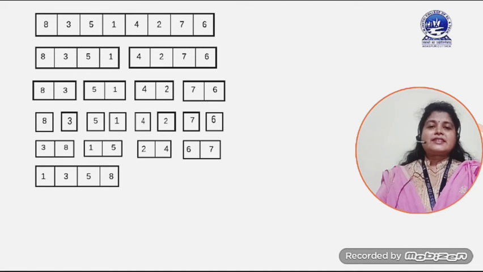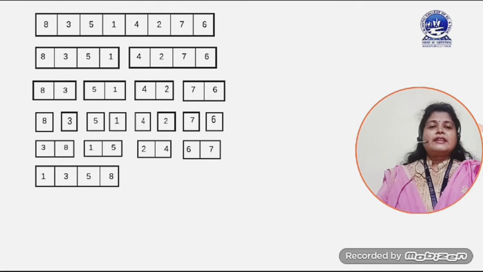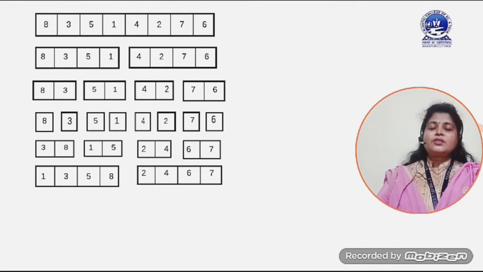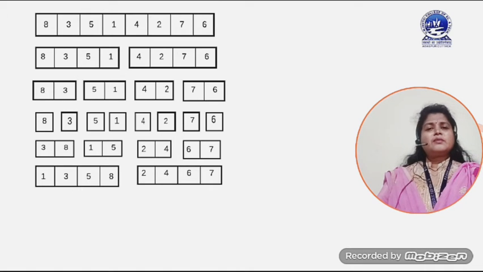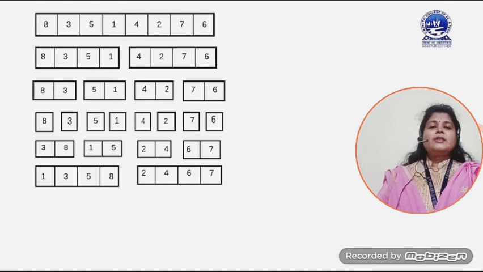Then in the next step we are using the 3, 8 and 1, 5 sublists and we are comparing those elements. We are placing all those elements in proper order and merging those two lists as 1, 3, 5, 8. Then we are taking the 2, 4 and 6, 7 sublists, and again we perform the same operation. We compare those elements, place them in proper order and merge those two sublists, and our result is 2, 4, 6, 7.